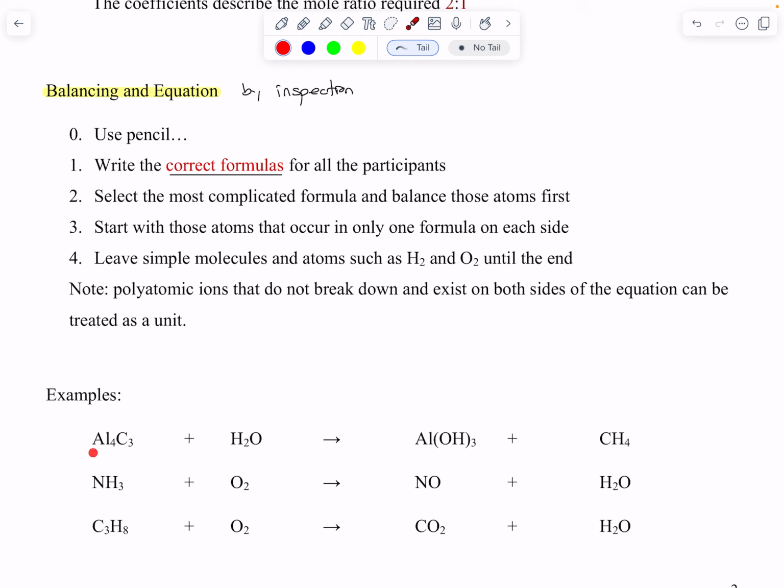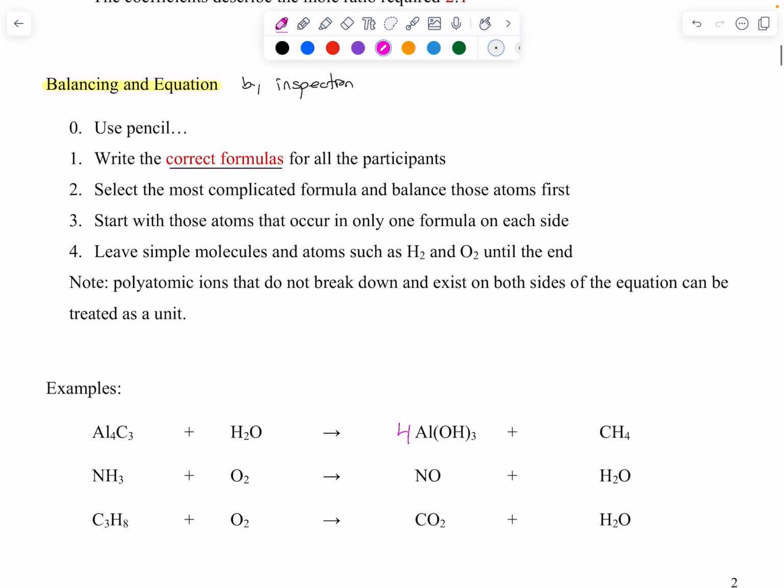So if we look at aluminum here, I have 4 aluminums. Now, can I just put a little 4 right there? What do you think? Well, the answer would be no. That's not allowed, because that would change the compound. I can, however, put a 4 right there. So now I have 4 aluminums on both sides. Carbon: we have 3 carbons on the left, 3 carbons now on the right.